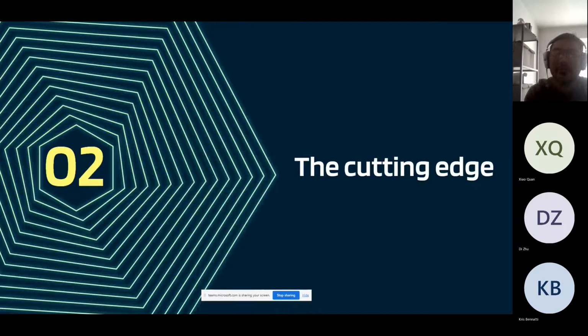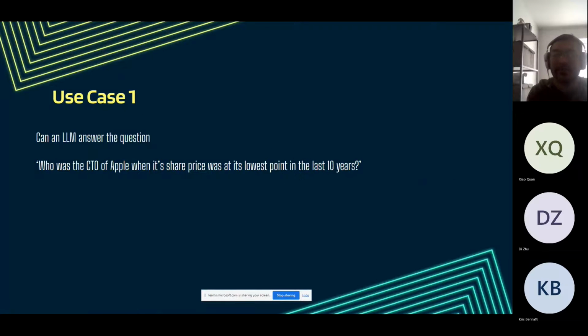So let's push the boundaries of what is possible today. I want to present two use cases, and we'll see if we can actually fulfill these tasks given today's tools and technologies. The first use case is, can an LLM answer a question of this form? Who was the CTO of Apple when its share price was at its lowest point in the last 10 years?